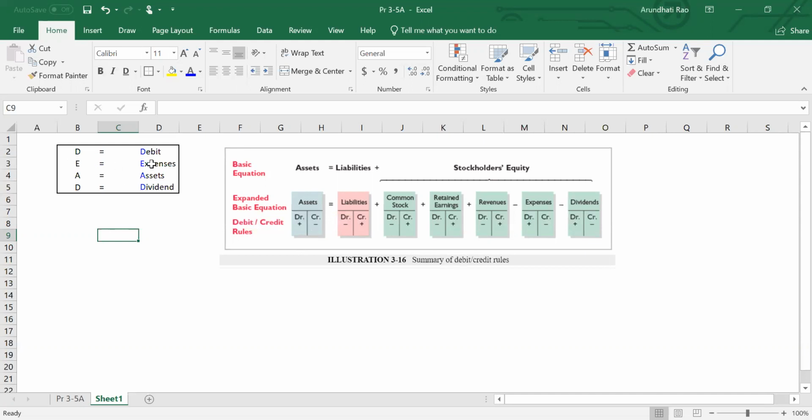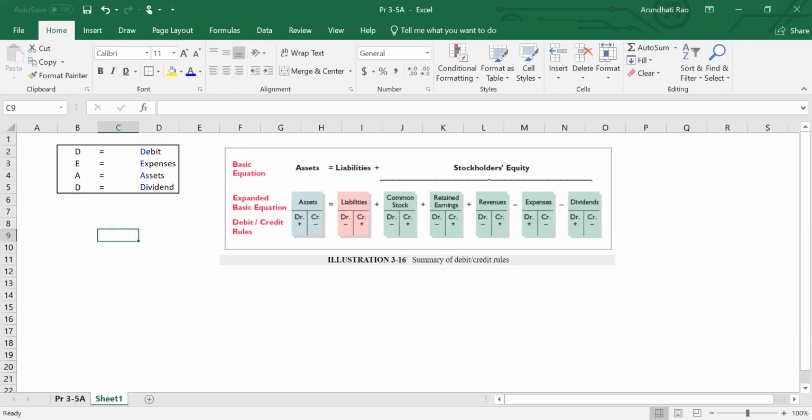We debit all expenses, assets, and dividends. So assets are increased with a debit, expenses are increased with a debit, and dividends are increased with a debit. So what's left? Your liabilities increase with a credit, common stock increases with a credit, retained earnings increase with a credit, and stockholders' equity increases with a credit. So keep this acronym in mind and it'll make life a lot easier.